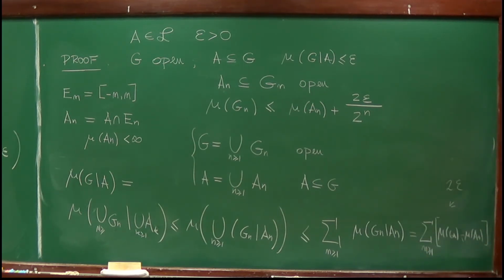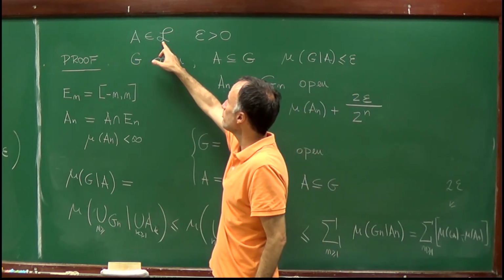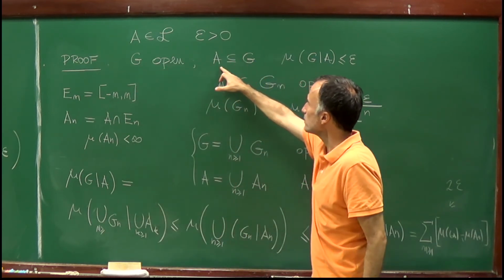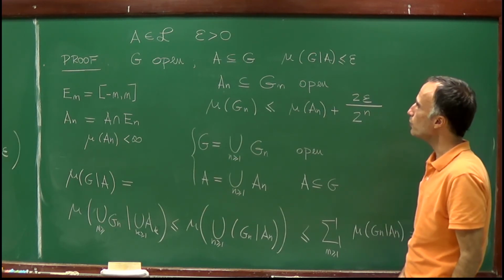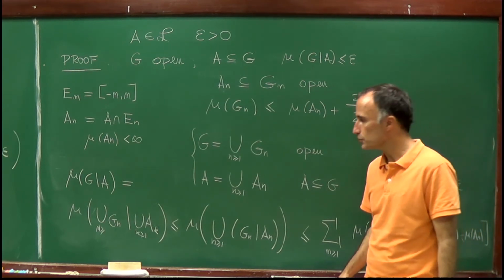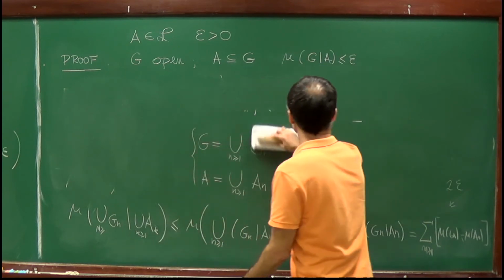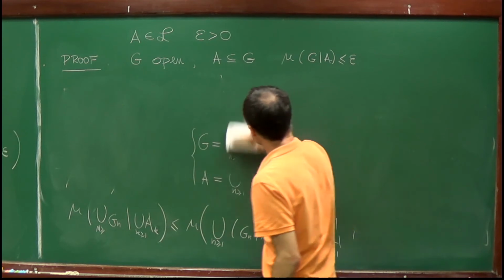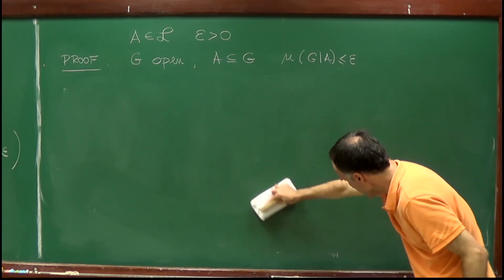So this concludes the proof that for any set A which is Lebesgue measurable, for any epsilon, we can find an open set G which contains A, and for which the measure of G minus A is less than or equal to epsilon. So this concludes the first part of the proof. Let me now, because we still have to find a closed set, but that will be very easy. We'll just go by complements.